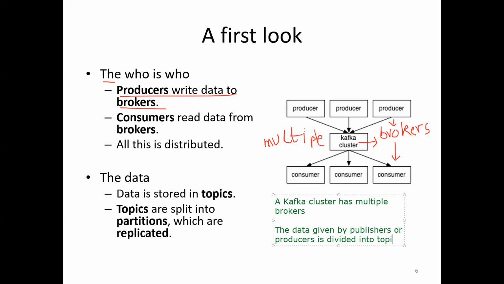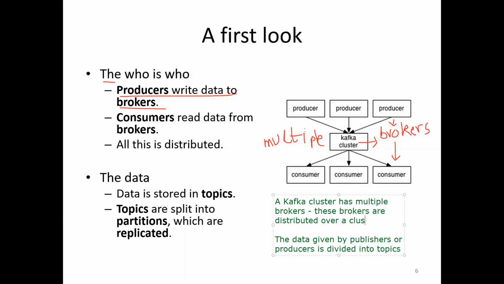So I have multiple brokers. This is the main thing. And these brokers are distributed over a cluster. You know this, right? If there are multiple brokers, then obviously Kafka has a cluster, so the brokers are going to be distributed over the different nodes. Okay? So just remember these two or three things. Consumers read data from the brokers. All this is distributed. The data is stored in topics.